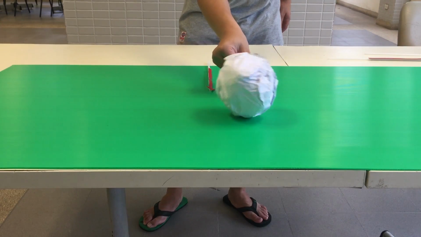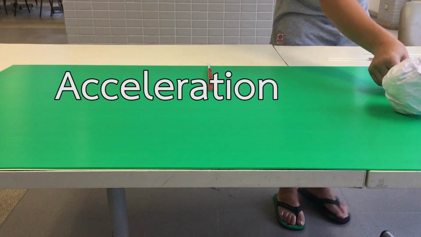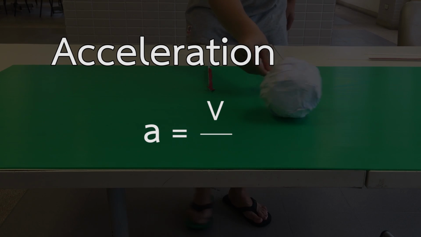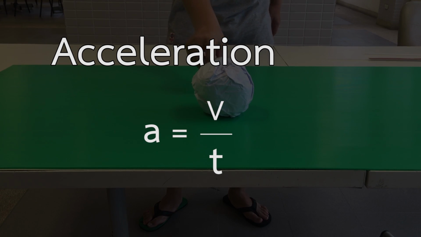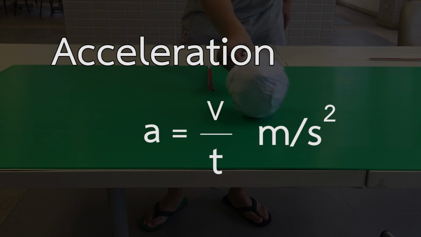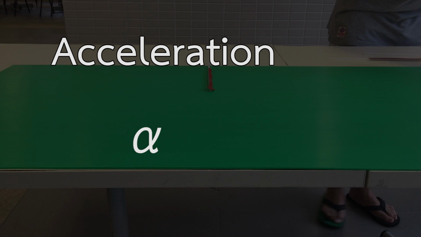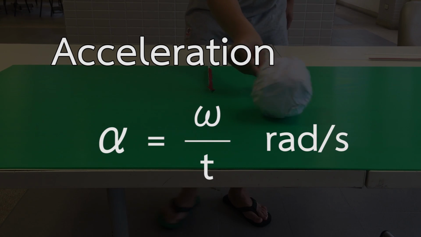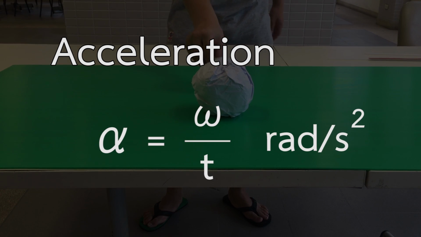And acceleration is rate of change in velocity over a given time. In linear, it's symbolized by a. It is velocity v over time t, with the meter per second square as the unit. In angular, it's symbolized by alpha. It equals angular velocity omega over time t, with the radian per second square as the unit.